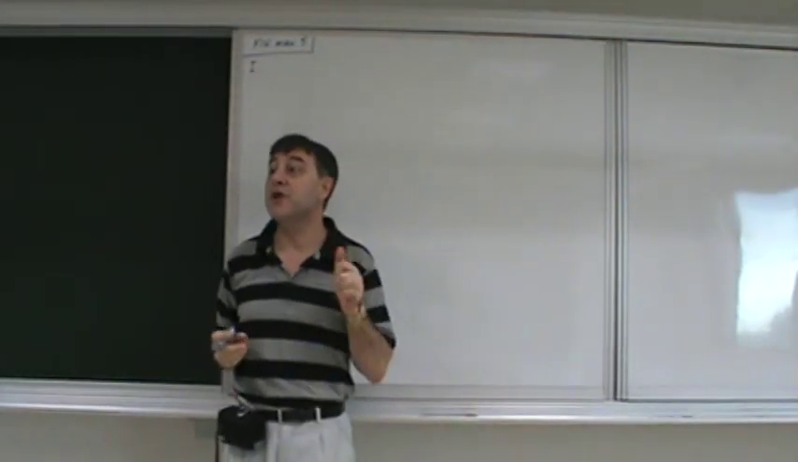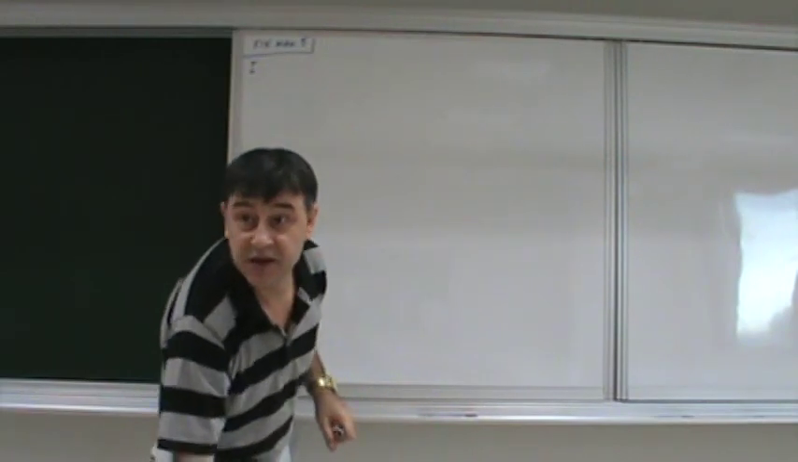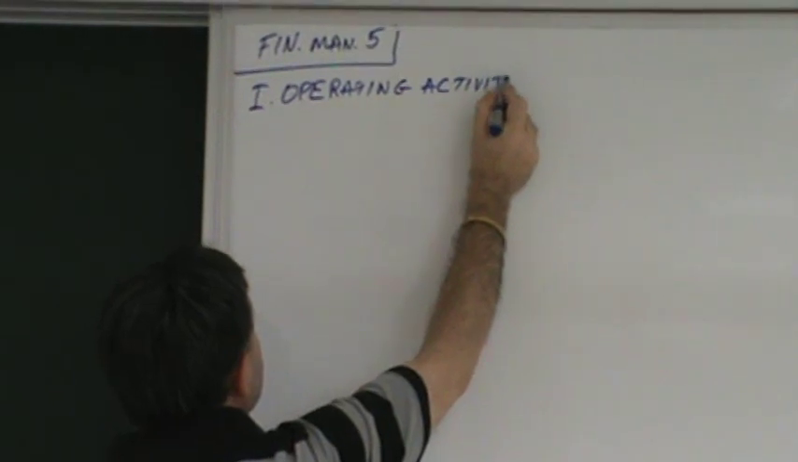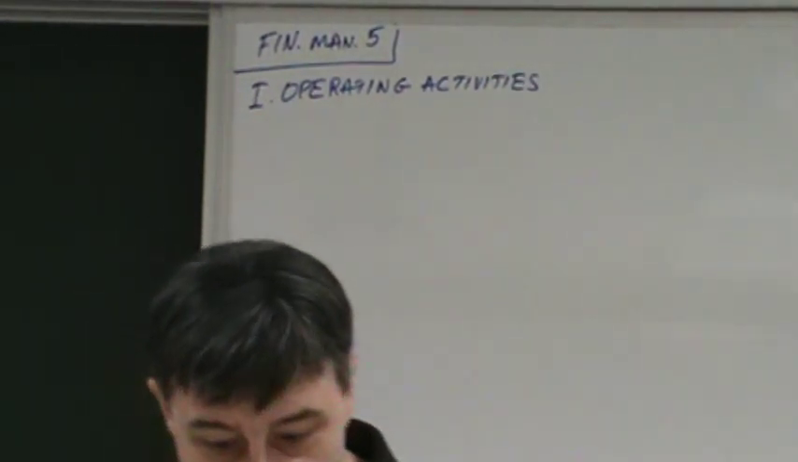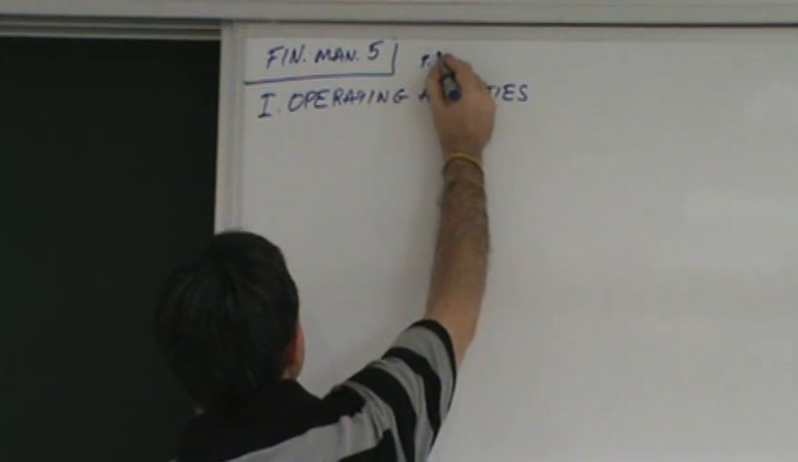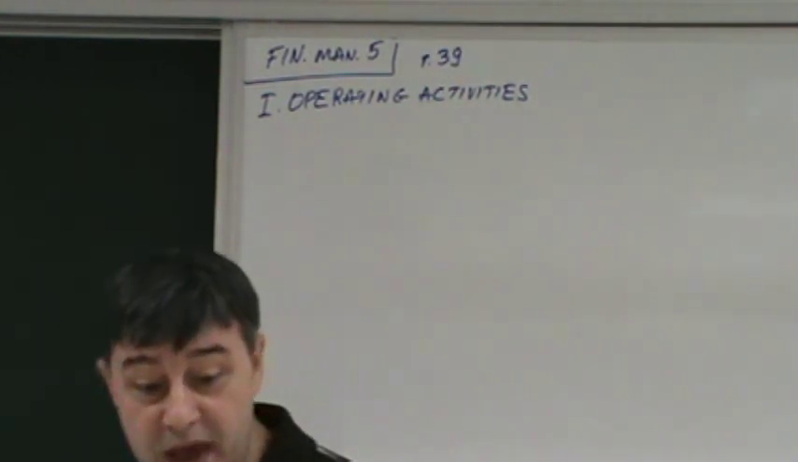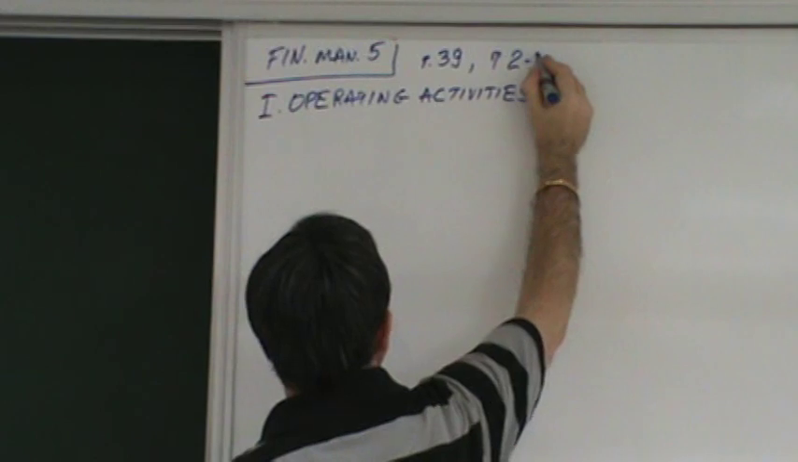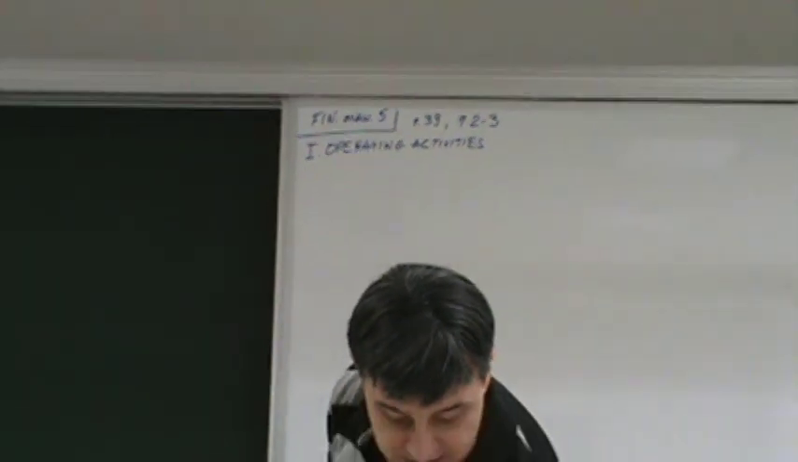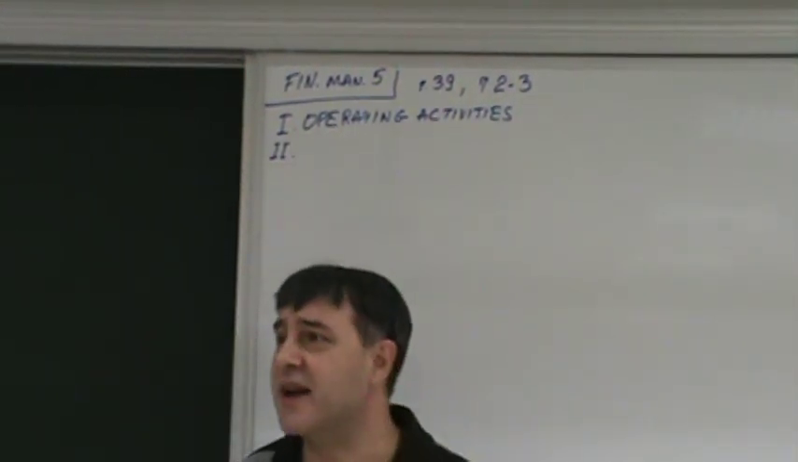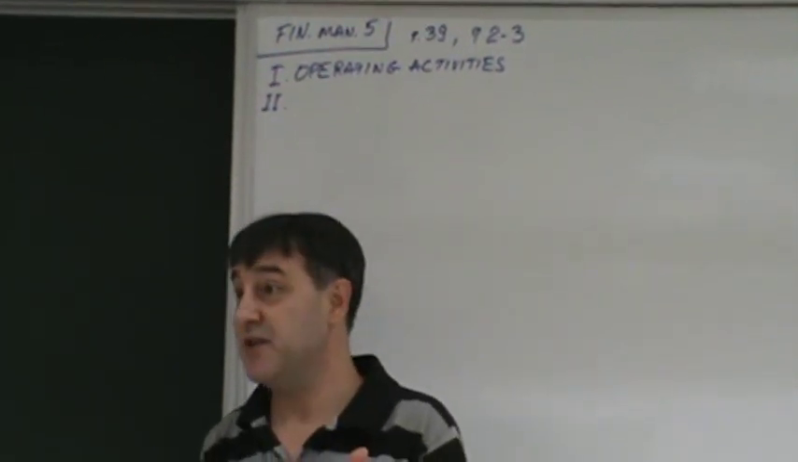So, repeating from last time, we have number 1, operating activities. Okay, let me clarify. I'm on page 39, and on page 39, you look at table 2.3, at the top of the page. Section 2 is long-term activities. For some reason, in the good old days, I knew it as investment activities.